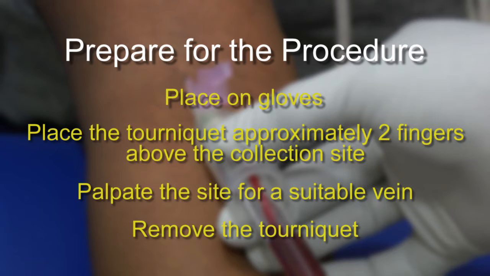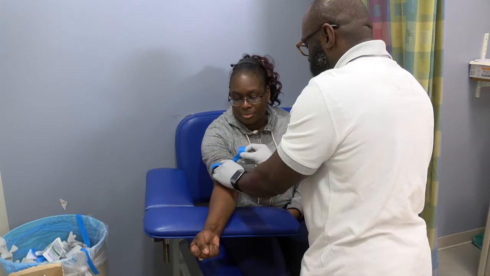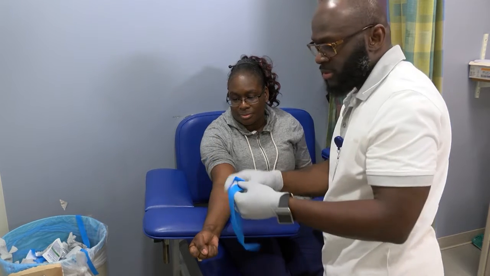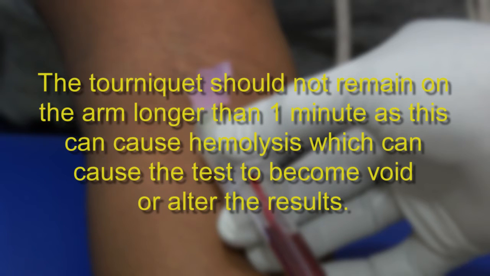Once you have palpated a suitable vein, remove the tourniquet. I'm going to take this off. Okay. The tourniquet should not remain on the arm longer than 1 minute. Should the tourniquet remain on the arm longer than 1 minute, hemolysis will begin, which can cause the test to become void or the results can become altered, giving the provider incorrect results.